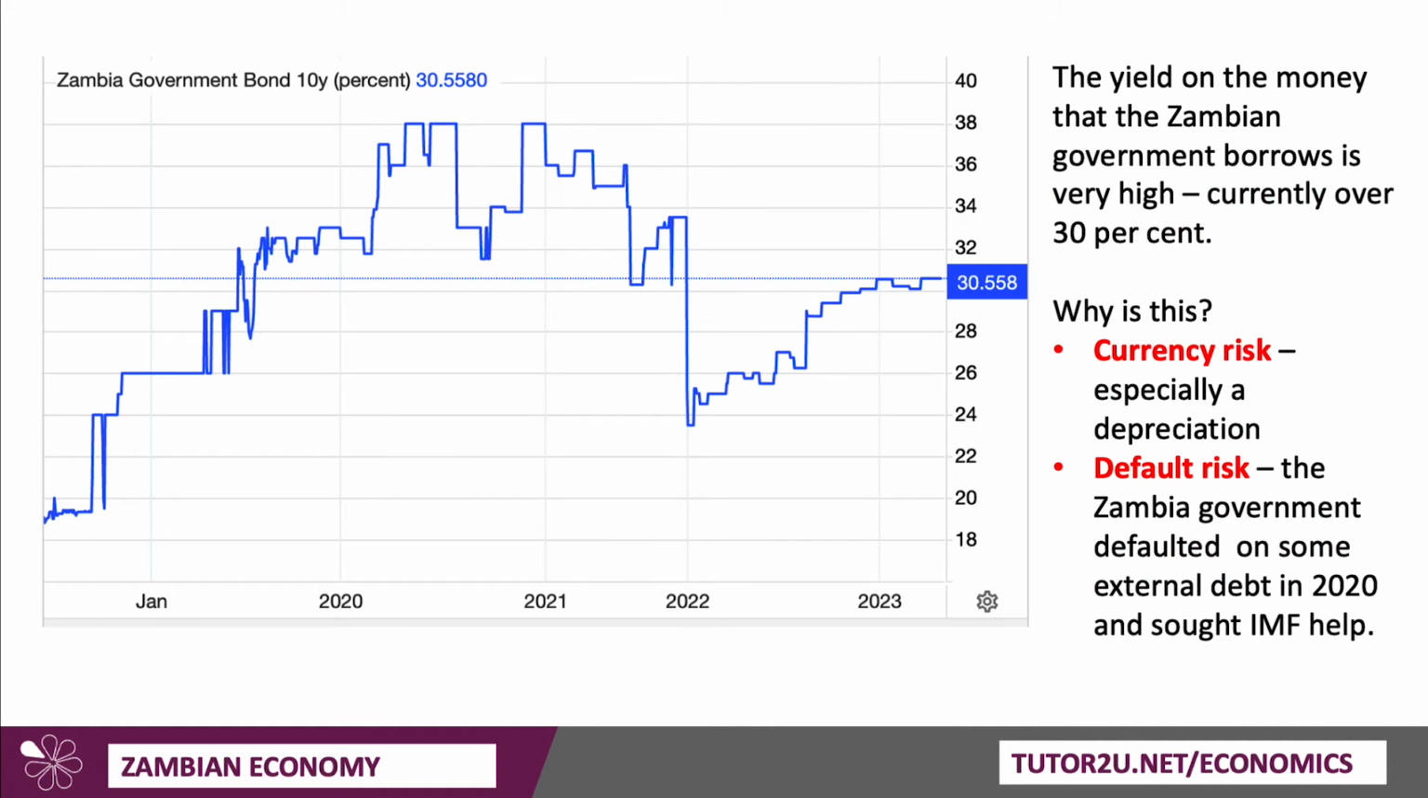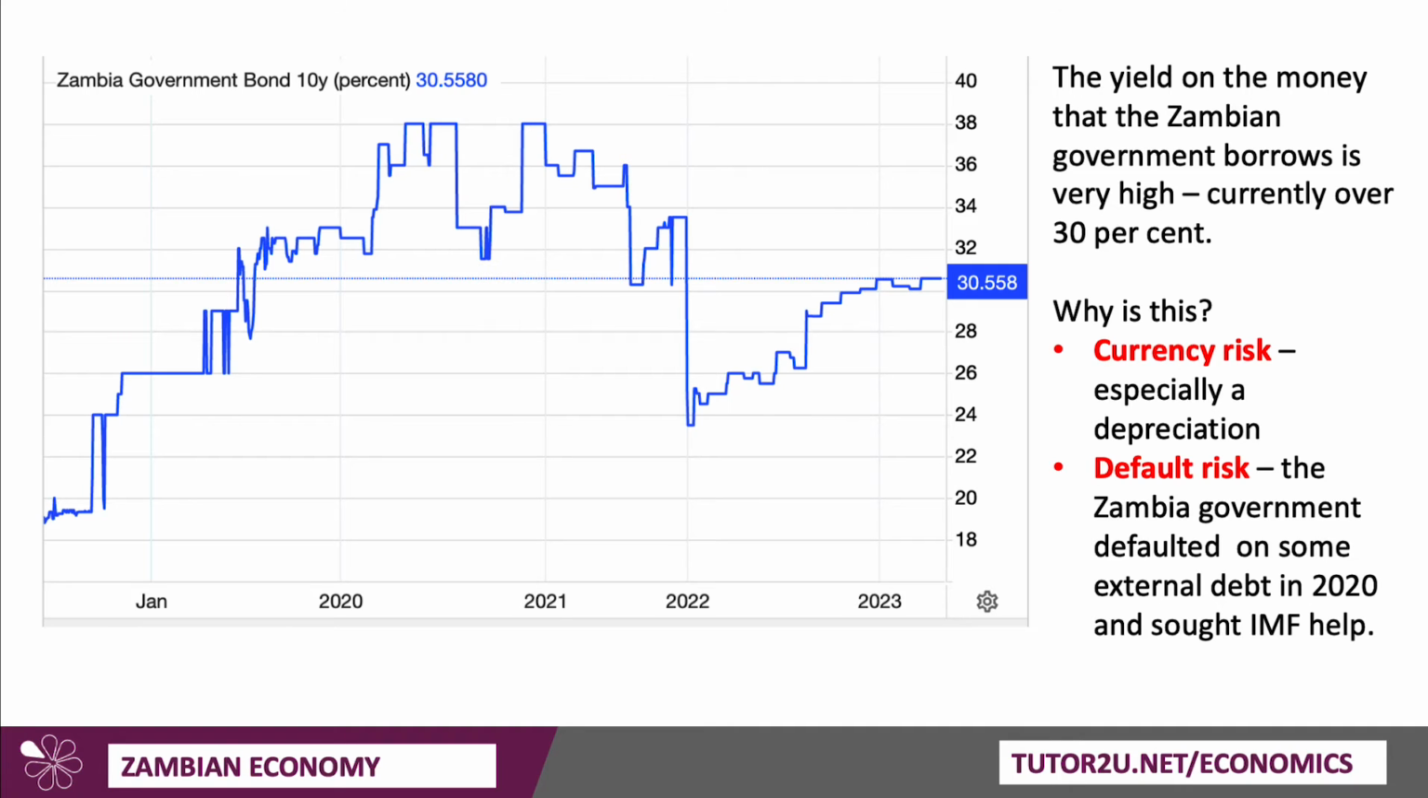And critically, the interest payments on that debt are huge. So this is the yield on 10-year Zambian government bonds. Now, they rise and fall, but critically, look at how high they are. Currently 30.5 or 30.6% yield. Now, why is this? Well, two main reasons.